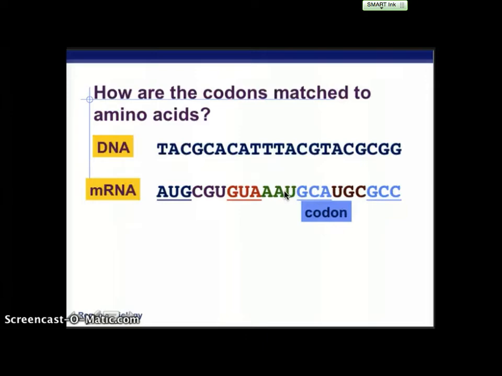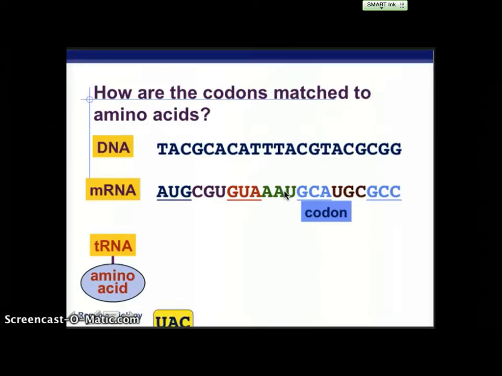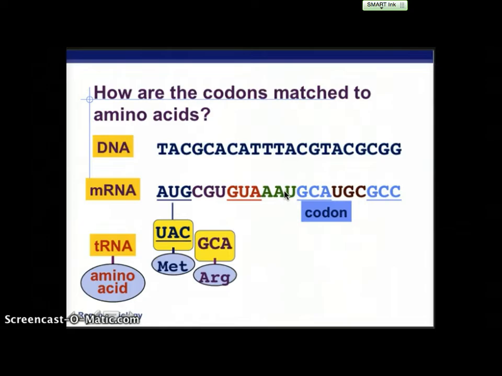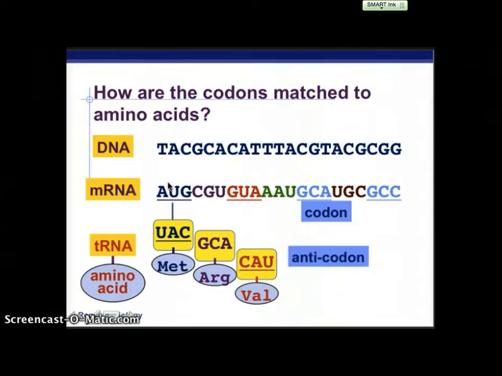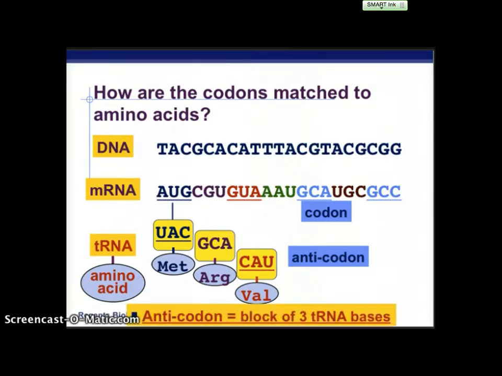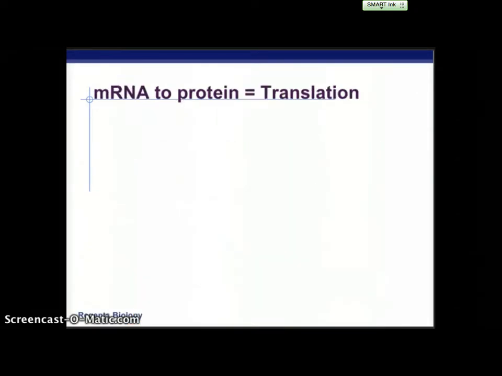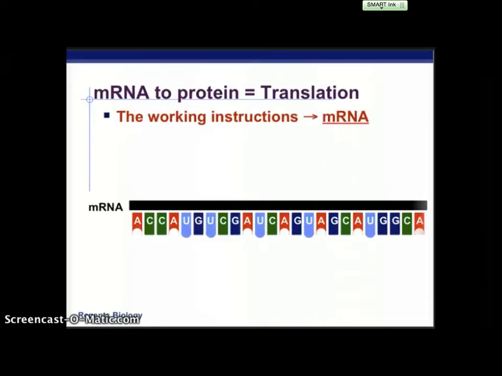So how are the codons matched to the amino acids? This is with the help of another RNA molecule known as tRNA. tRNA is essentially going to bring over or transfer the amino acid. It does this with what we call an anticodon that pairs with the mRNA. An anticodon is a block of 3 tRNA bases. The mRNA to protein process we call translation. This is working with the instructions of mRNA.